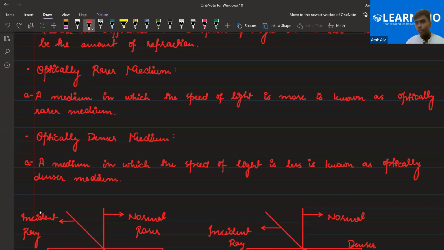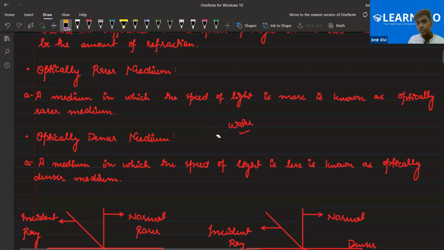Yes or no? Yes. Right? So examples for the denser medium would be these. Basically, we are taking a reference. If we are taking two media, suppose air and water, which one is denser? Water. Water will be denser. This one will be rarer.